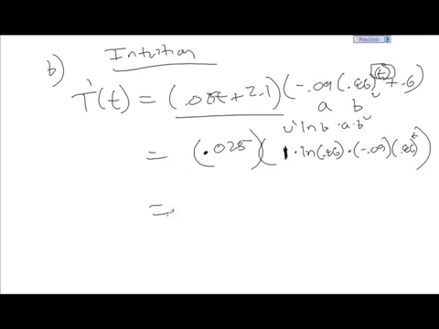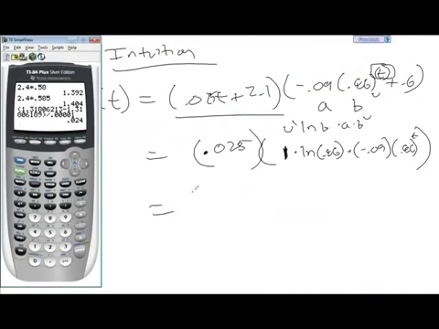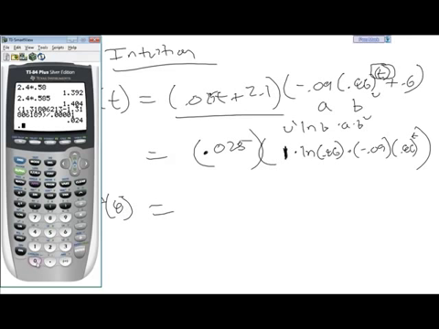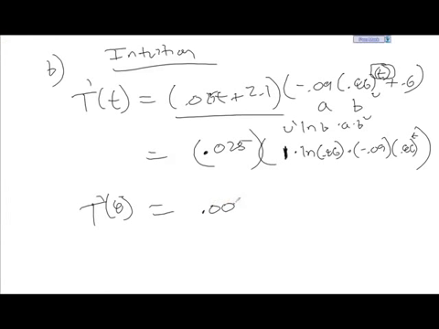Okay, so what would we do now? Well, to figure out what t prime of 8 is, in other words, using my equation, what's the instantaneous rate of change in 2008? Well, it would be 0.025 times ln 0.86 times negative 0.09 times 0.86 raised to the 8th power. So that's just evaluated at 8. Well, look what I get. I get 0.0001.